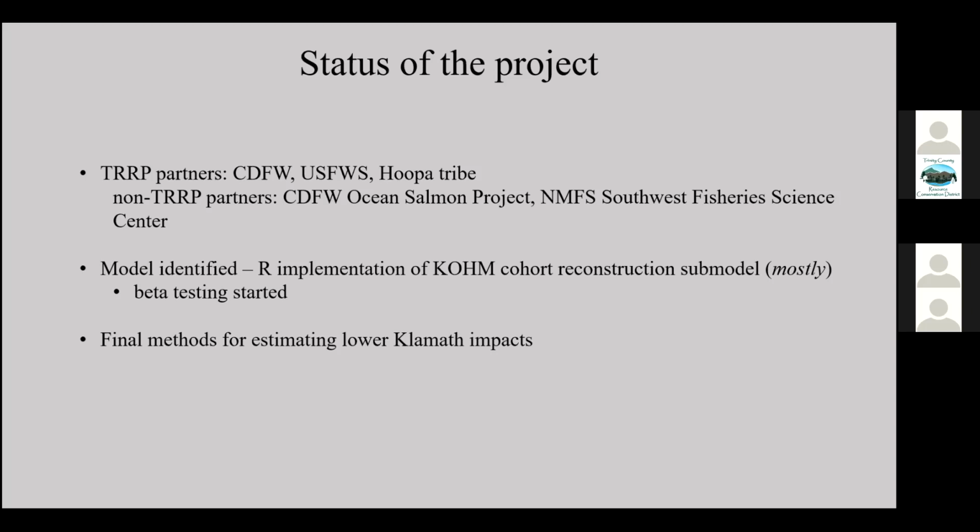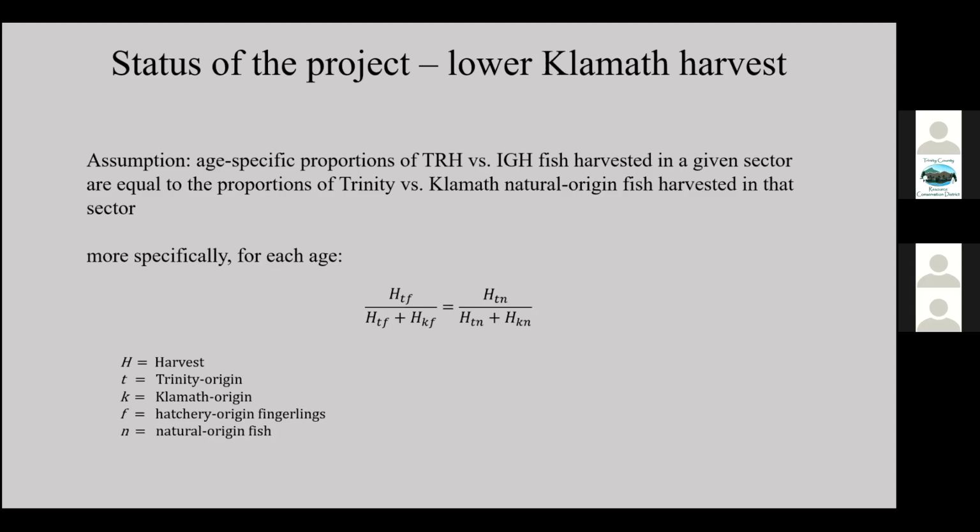But one critical problem that has to be solved, independent of this R implementation, is the separation of Klamath and Trinity natural origin fish in the lower Klamath mixed stock fisheries, specifically the Yurok tribal fishery and the recreational fishery. So that's the last thing I'm going to detail here today. And in the interest of time, I'm only going to briefly describe the method that I propose to use.